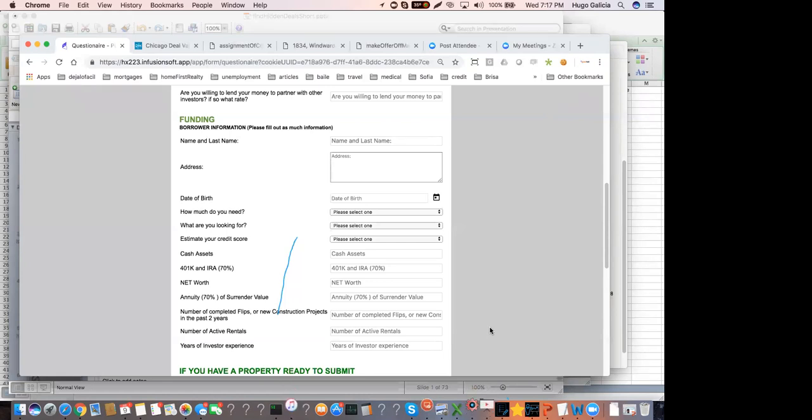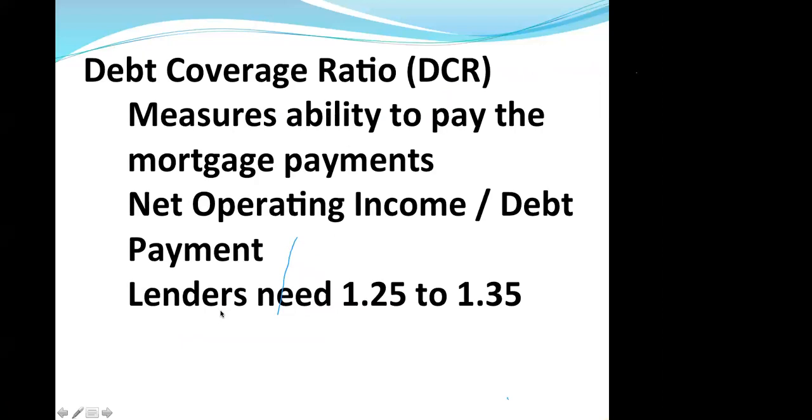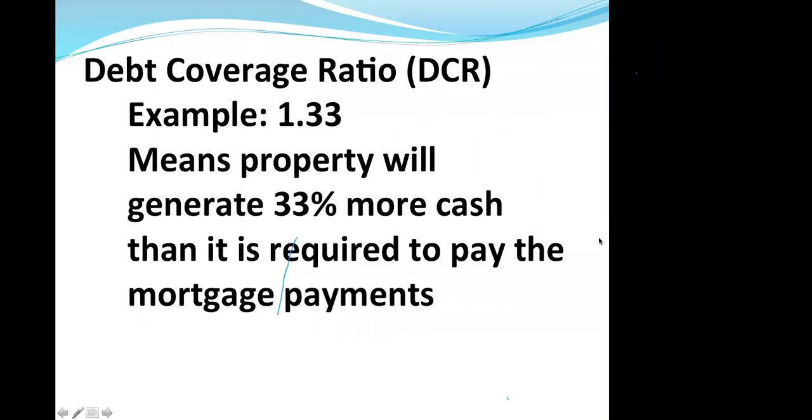Okay, friends. So tonight, let me quickly summarize what we went over. We went over one of the most important ratios that you need to be aware of: the debt coverage ratio. Make sure that you understand this. It's the net operating income divided by the mortgage payment. The net operating income is your income minus your expenses. Make sure that this is over 1.25, okay? So if it's 1.33, in this case, that means your property generates that much more cash in excess of what is required to cover all your expenses, including the mortgage payment, okay?